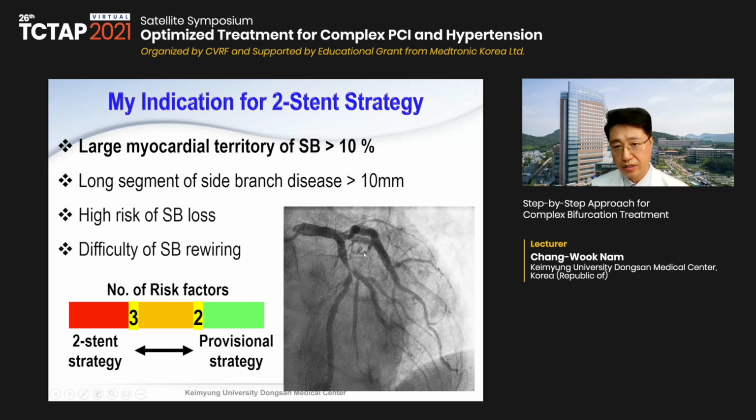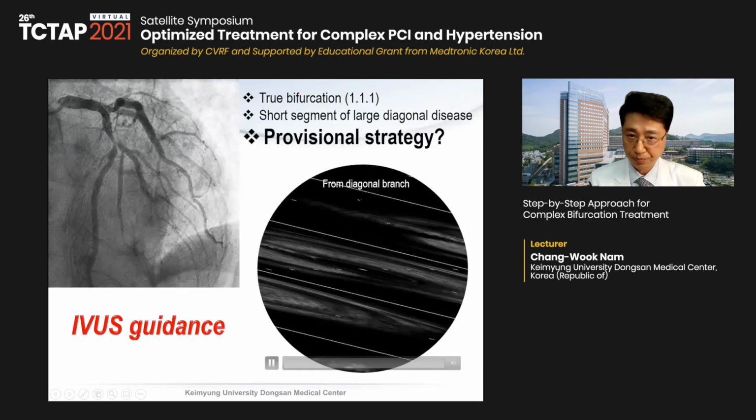How about in this case? In this case, the diagonal branch territory is definitely more than 10% of the myocardium. And how about the second one, lesion length? A very short segment, so negative. How about the risk of side branch loss? By angiography, it's a true bifurcation, so I think it's high risk. But how about the fourth, the difficulty of side branch rewiring? From the LAD to the diagonal is relatively straight, so it is not so difficult to rewire. So the number of risk factors is 2. So in this case, I'd like to start with the provisional approach.